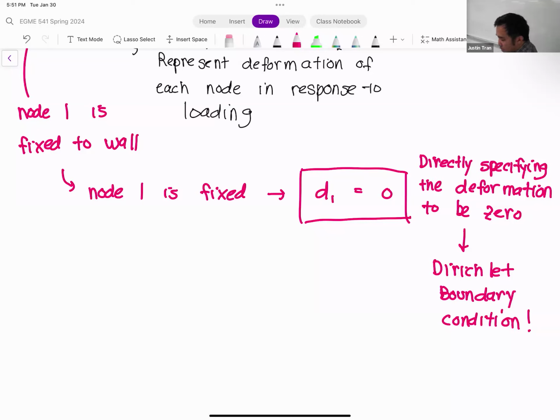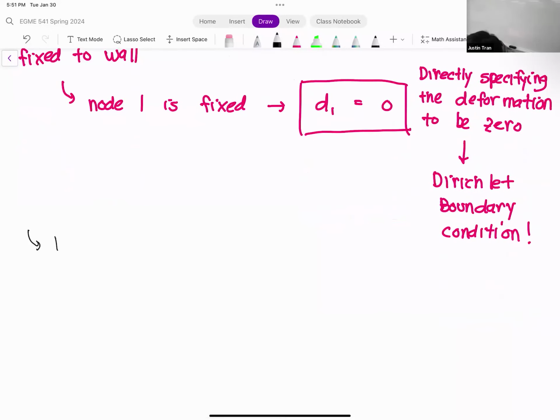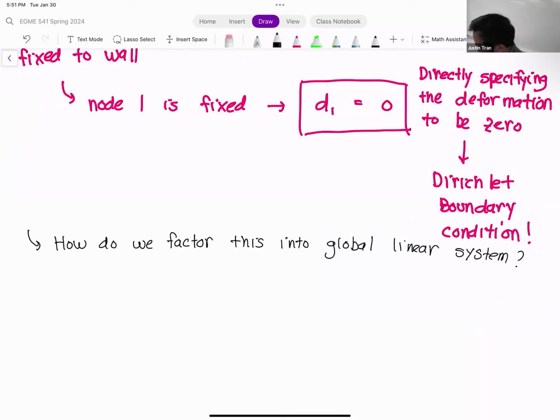So any fixed support, in a structural problem, means that you're setting the deformation equal to 0. That's going to be a Dirichlet boundary condition. Pretty straightforward, right? And so that's pretty helpful. But now the question is, how do we actually factor this into our global linear system? Because ultimately, the reason we're applying these boundary conditions is so that we can actually solve our global linear system.